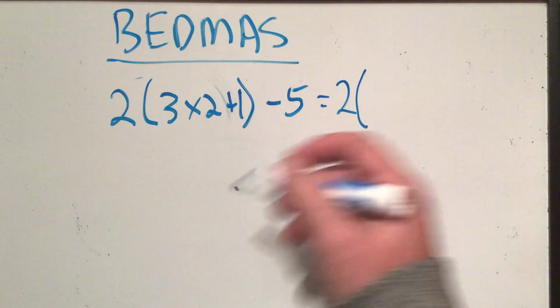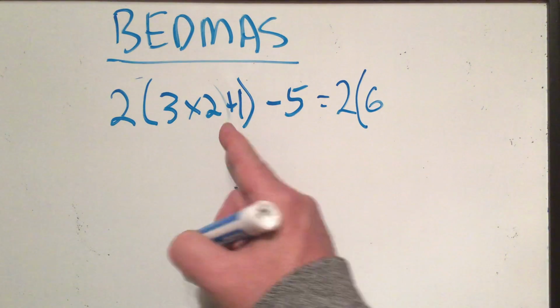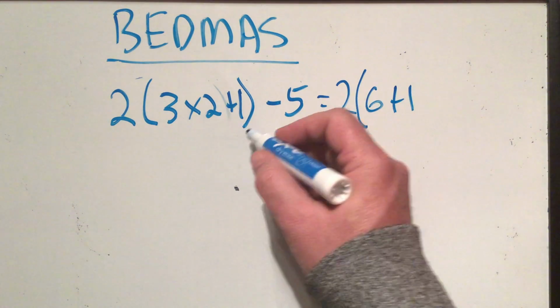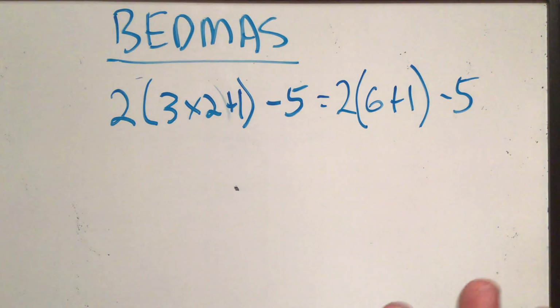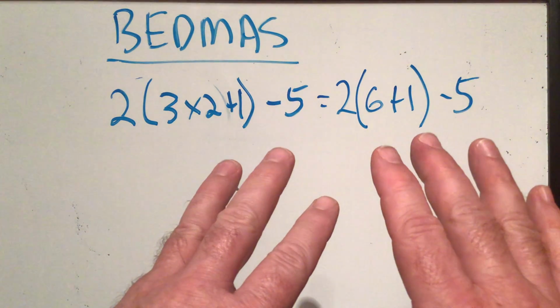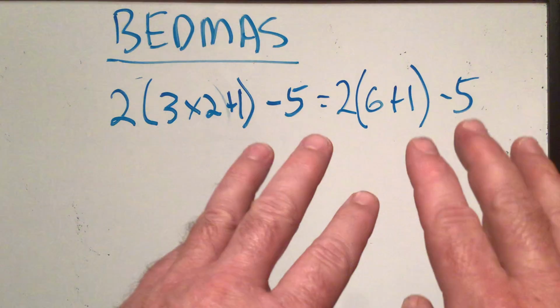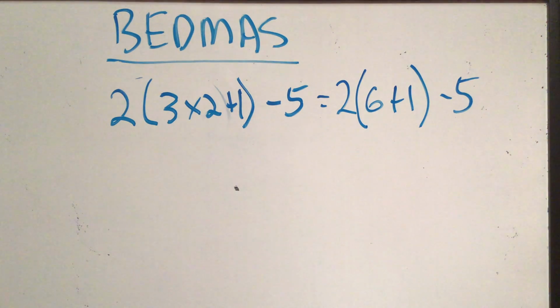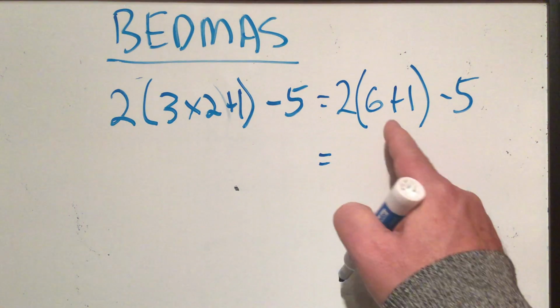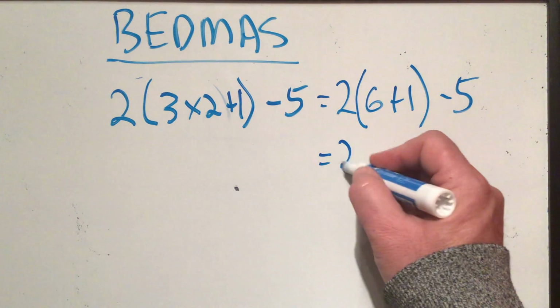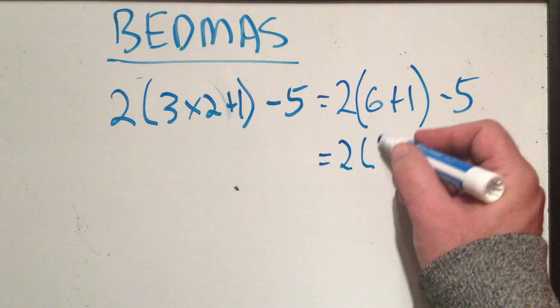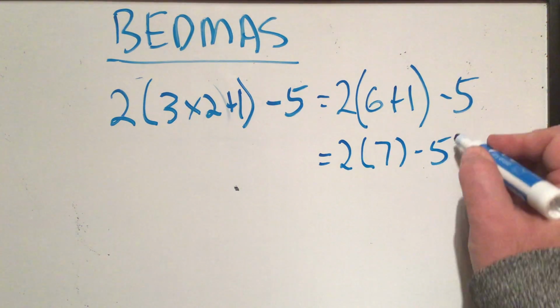So 3 times 2 is 6. And then I have to keep the plus 1, I have to keep the bracket, and I have to keep the subtract 5. Even though I'm not using it, I have to keep it there so I know those things are there and I have to use them eventually. So the next thing I have to do is the 6 plus 1, because I have to do whatever's in the brackets first. So the 2 stays there, 6 plus 1 is 7, minus 5.